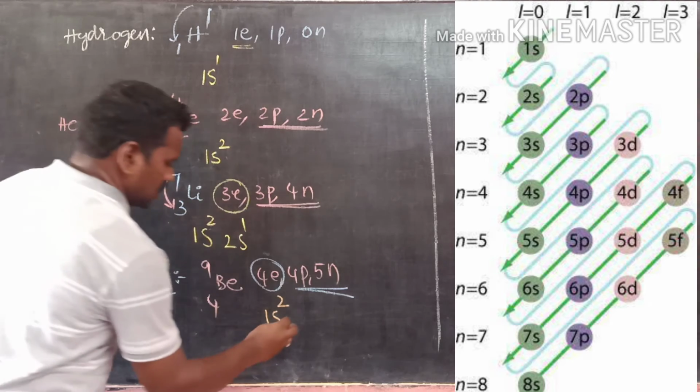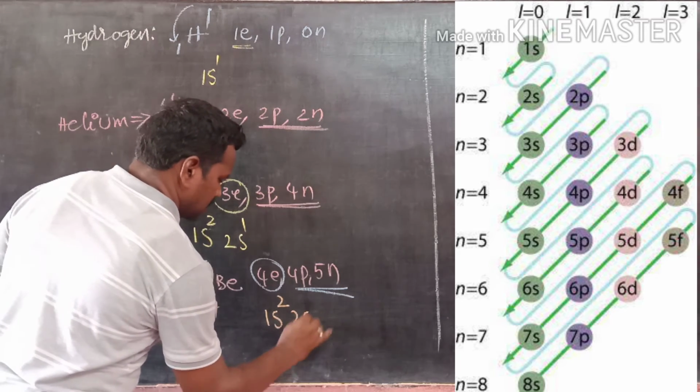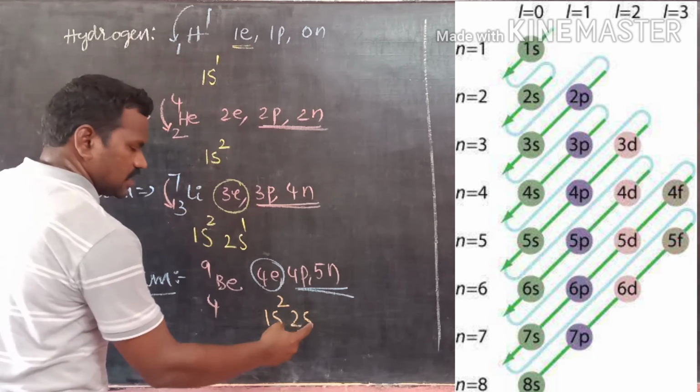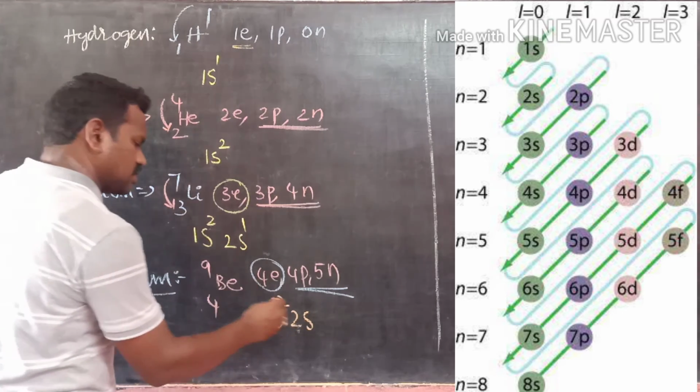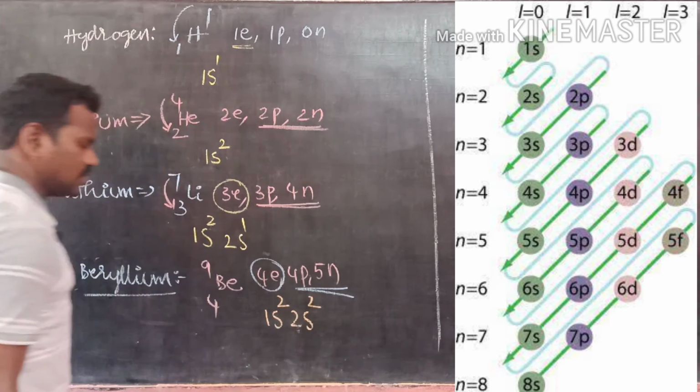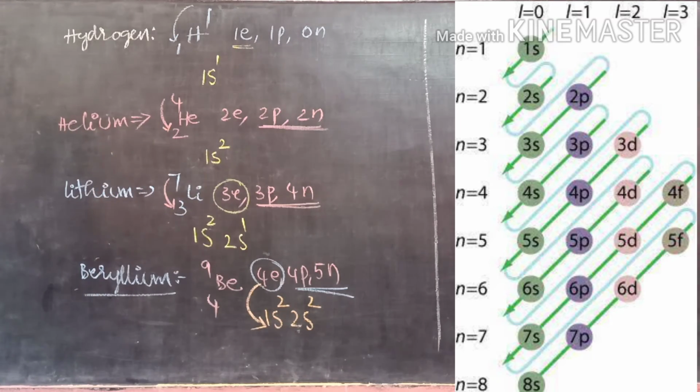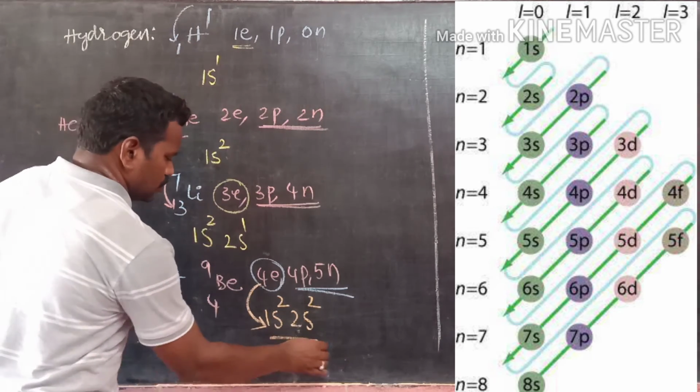Remaining 2 electrons are there. As per the rule, they should move towards the 2s. 2s also can accommodate 2 electrons. So the configuration of beryllium for 4 electrons is 1s2, 2s2.